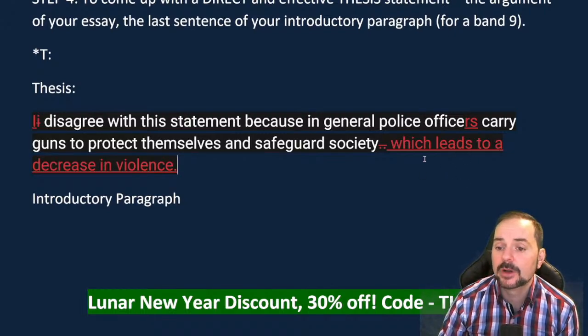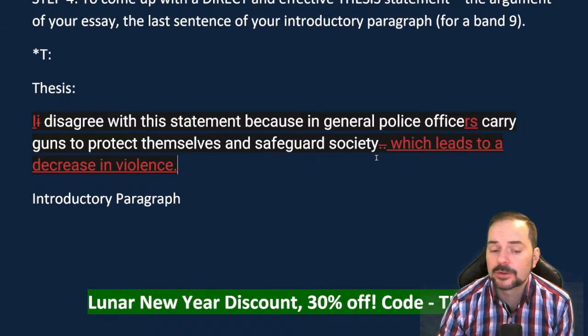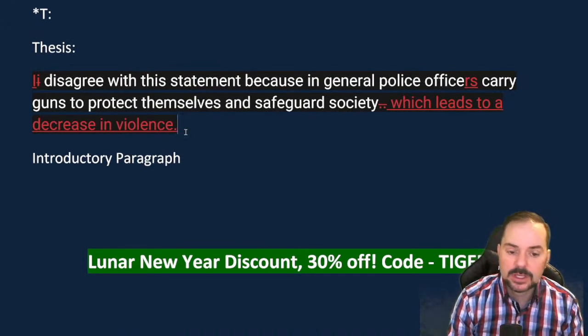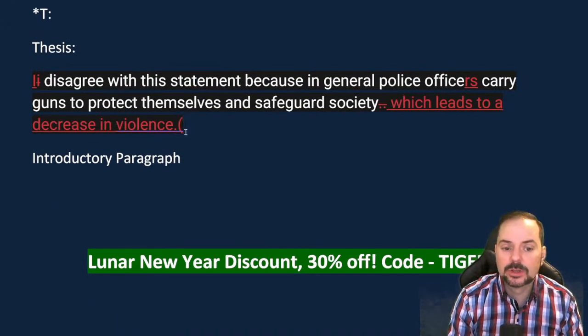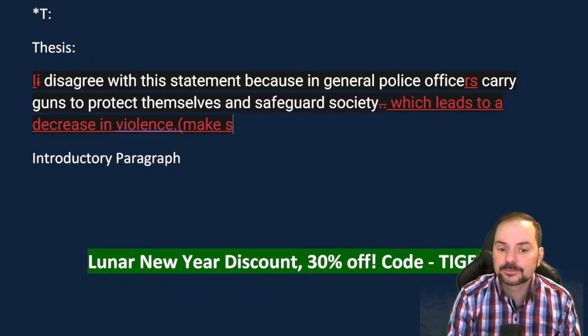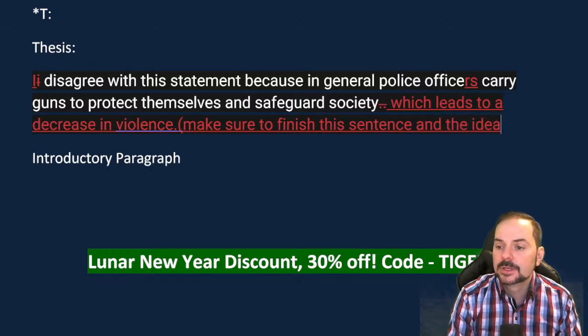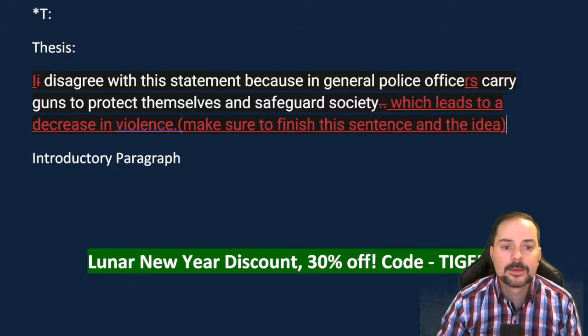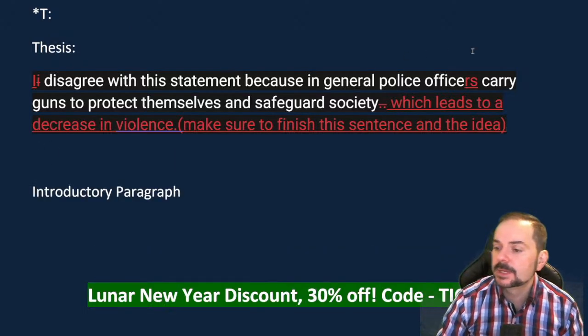Pravasha, I think you have a really good concept here for your thesis, but you have to finish the idea. Okay, so I would comment on your writing: if you were to send it to me for editing, I would say make sure to finish this sentence and the idea. Okay. And then you have a good thesis. I think you can go with that. Okay. All right. Let's take somebody else's.